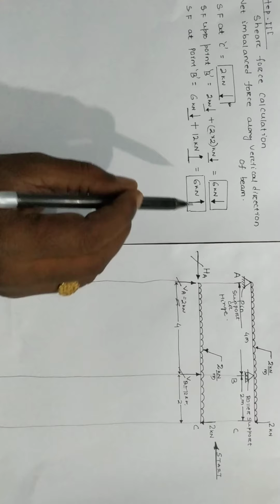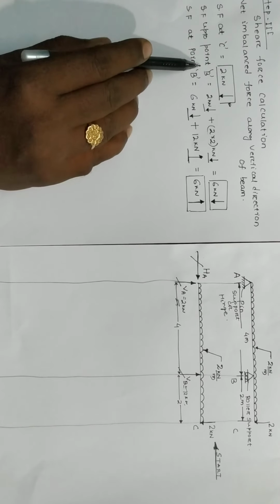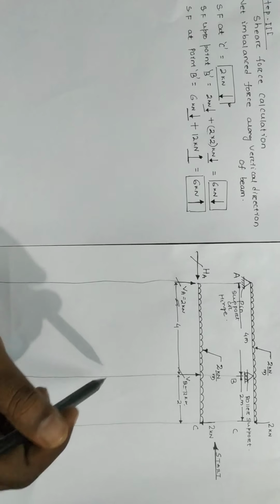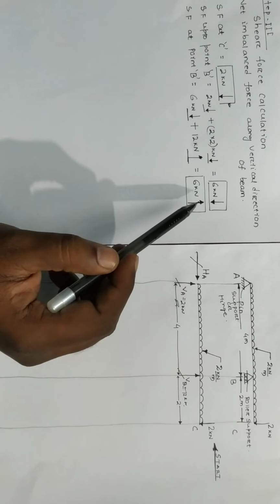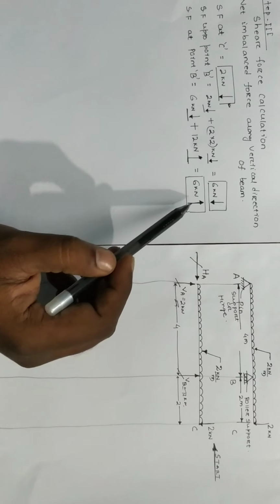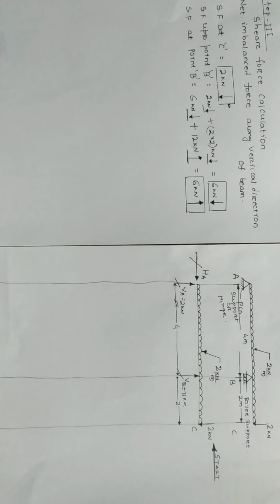So this will be 6 kilonewton upward in nature. This will be 6 kilonewton upward. The noble thing you see here at point B, up to point B means very close. Actually, we will represent here the same point. The shear force is changing from downside to upside. Whenever I will draw the shear force diagram, you can see this over.